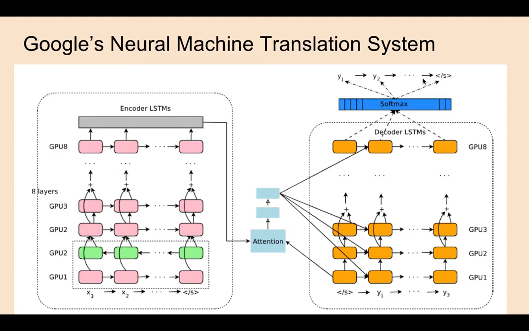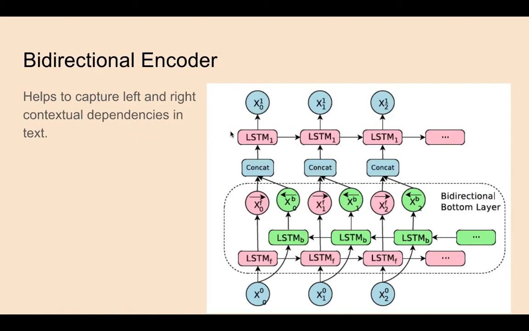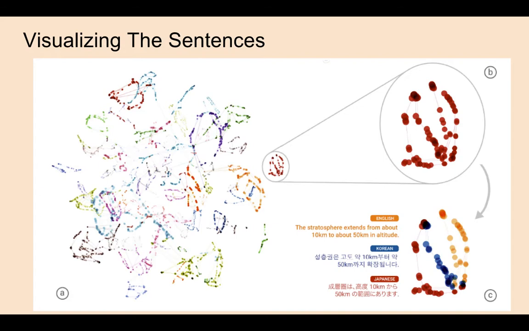But just to keep things short, residual connections are the jump aheads. This helps with back propagation of the signals in training, so that's why they're doing that. The bidirection I mentioned before is to capture left and right contextual dependencies. Okay, very cool stuff.